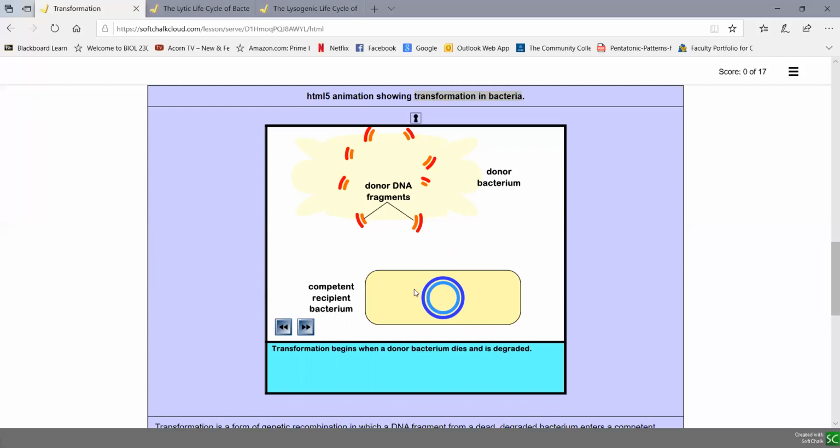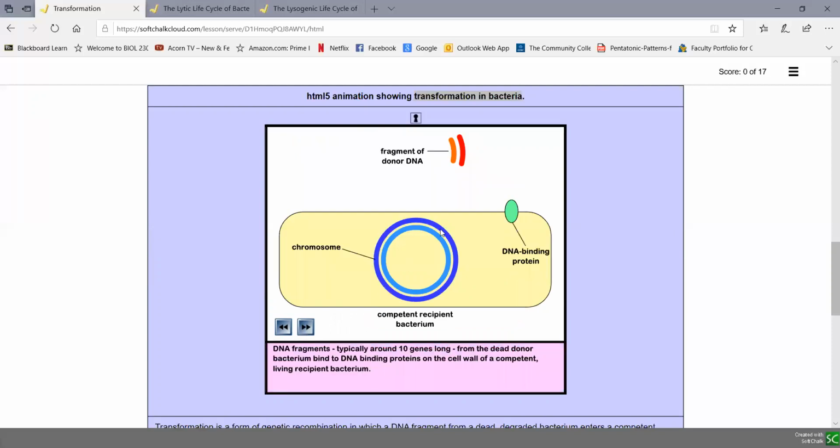So what happens next? We have a competent bacterium down here at the bottom, the recipient, and we have these donor fragments in the environment of the bacterium from the dead degraded bacterium. Here's one of our fragments, and in this illustration, that fragment of donor DNA is going to bind to special DNA binding proteins on the surface of the competent recipient bacterium, as we see here. Now, what often happens is that one strand of the donor DNA is degraded and the other strand is protected. And that one strand is what's going to eventually be inserted by the Rec-A proteins.